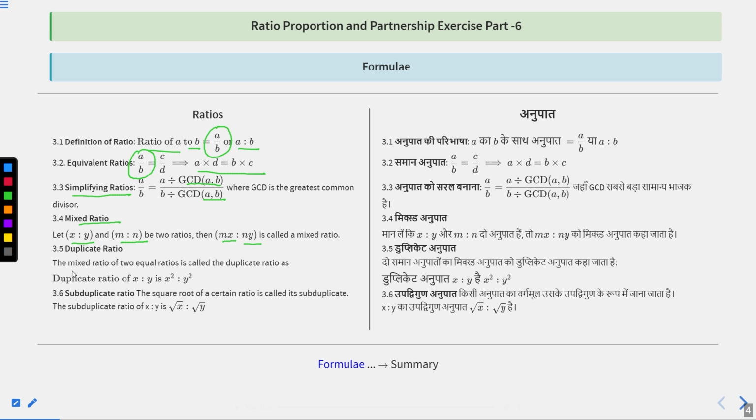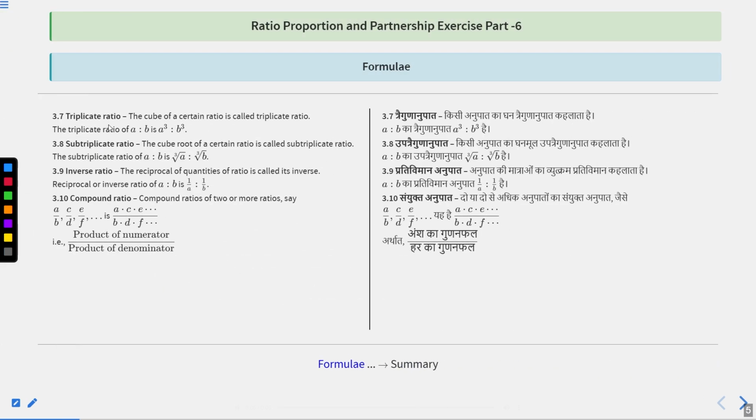What is duplicate ratio? The mixed ratio of two equal ratios is called the duplicate ratio. What it means? It means if you have a ratio x ratio y, then x square ratio y square is called duplicate ratio. What is subduplicate ratio? The square root of a certain ratio is called its subduplicate. If it is given x ratio y, then under root x ratio under root y is the subduplicate ratio. Next one, triplicate ratio. Same way, the cube of a certain ratio is called triplicate ratio. If we are given a ratio b, then a cube ratio b cube is called triplicate ratio.